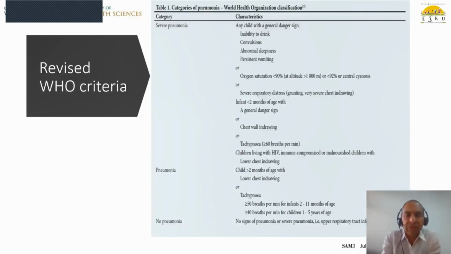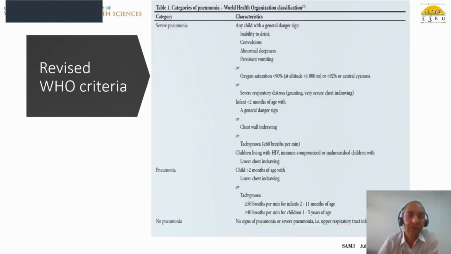Something else that's changed in the last few years are the WHO criteria regarding what constitutes childhood pneumonia, and this is probably familiar to most of you, but is certainly part of the guidelines. Children presenting with cough and no other signs of pneumonia or severe pneumonia, starting at the bottom of this table here, would be labeled as having no pneumonia. Children who are either older than 2 months of age or have lower chest indrawing with tachypnea would be classified as having pneumonia, and the rest.